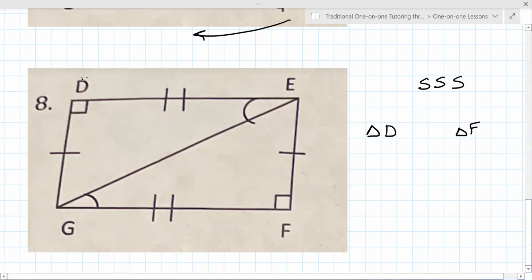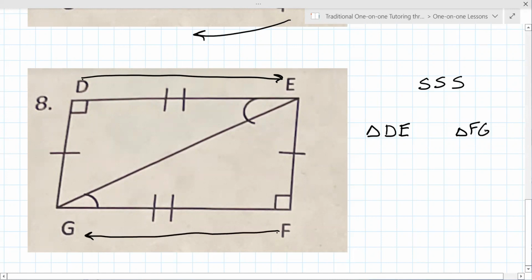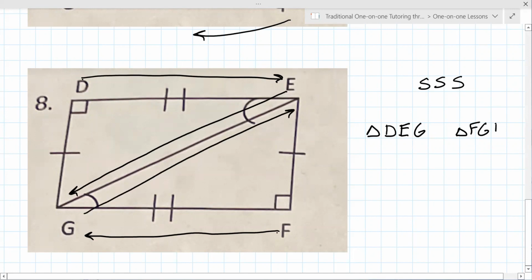So now from D, I'm going to go to angle E, or vertex E. So that means from F, you're going to G. Do you see that? And then from E, you're going down to G. But from G, you're going back to E. So this is your congruence statement.